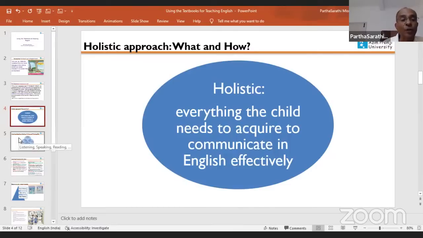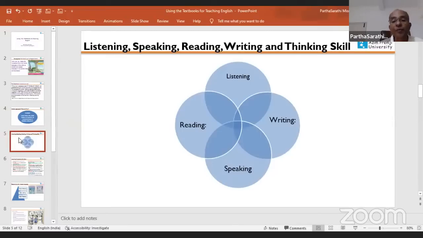And this brings us to the question of integrating these 4 skills. And along with these skills, listening, speaking, reading, writing, comes the question of thinking. Because we are teaching English to human beings, to children who are capable of thinking. They are not robots. They are not parrots. There is no point in just memorizing, repeating, drilling English words and rhymes and sentences.